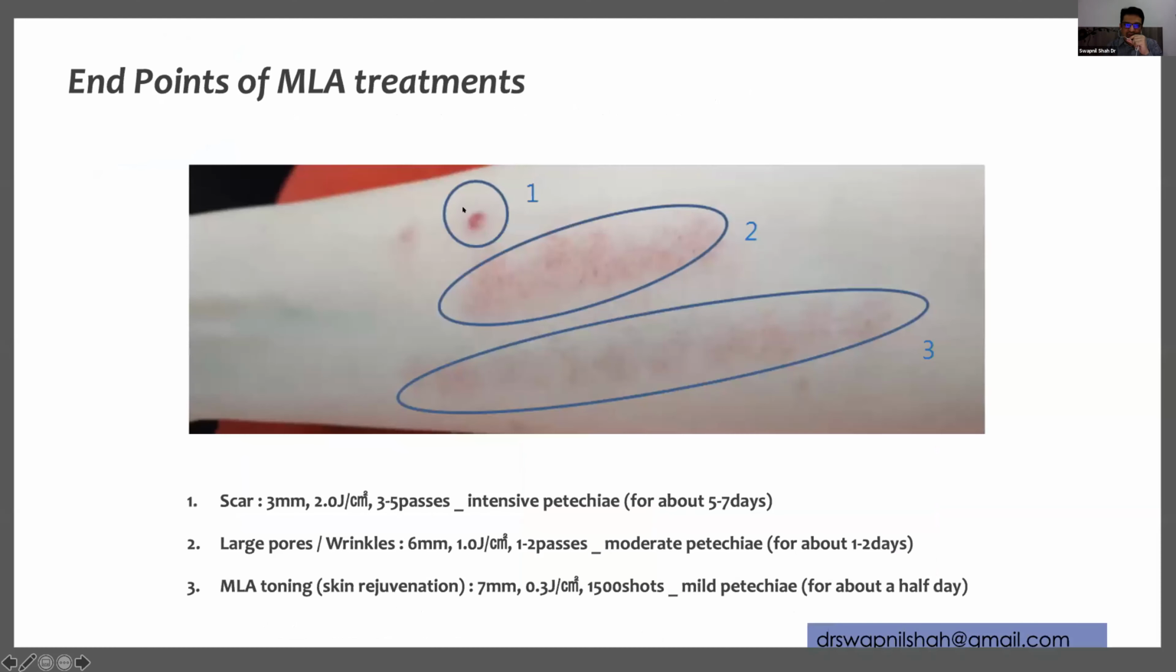Now, if you want to treat a scar, you have to achieve a little bit of purpura. If you want to treat a large pore, you have a moderate petechiae. And if you want to treat it as a toning, which is not possible to do with a diffractive lens array, you require an MLA, micro lens array, for toning or skin regeneration. The endpoint will be mild petechiae, which heals within about half a day.